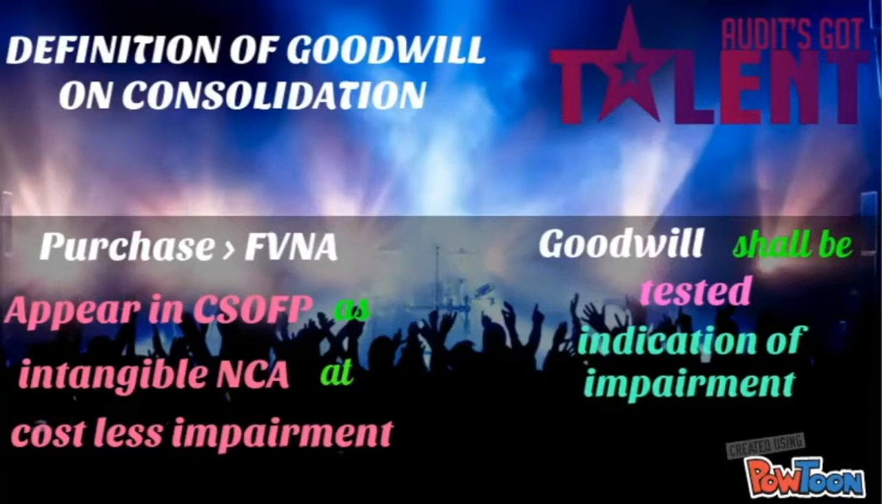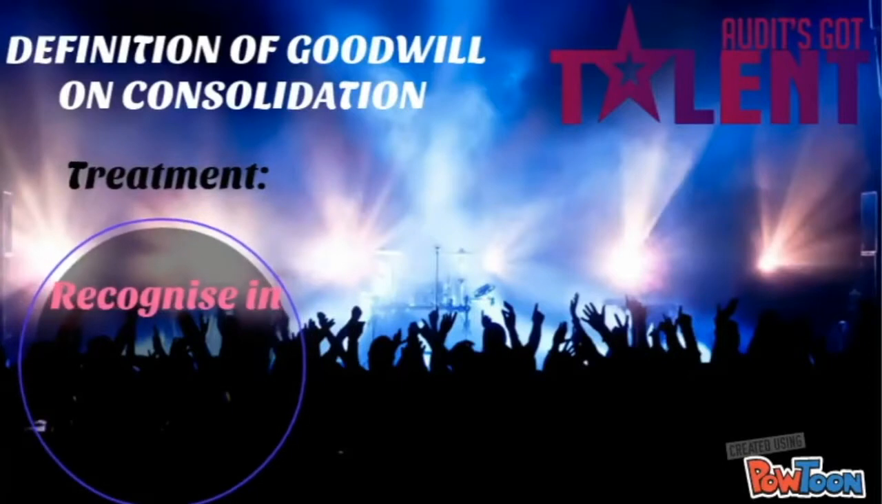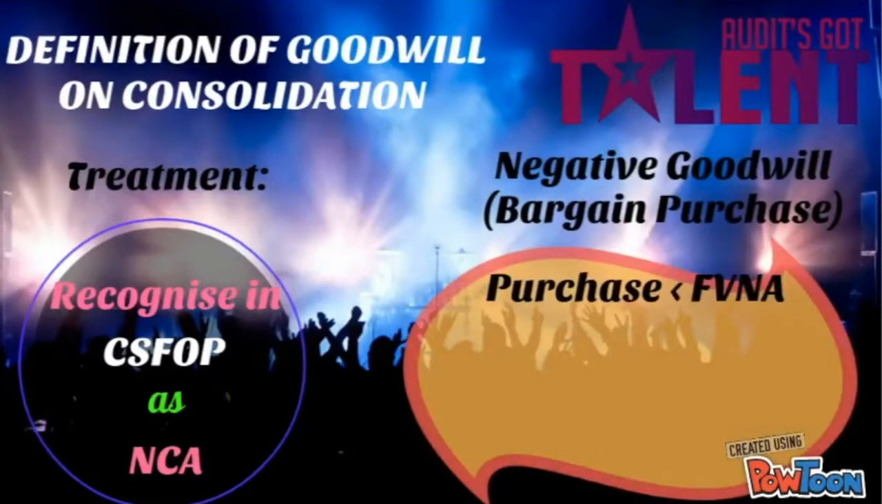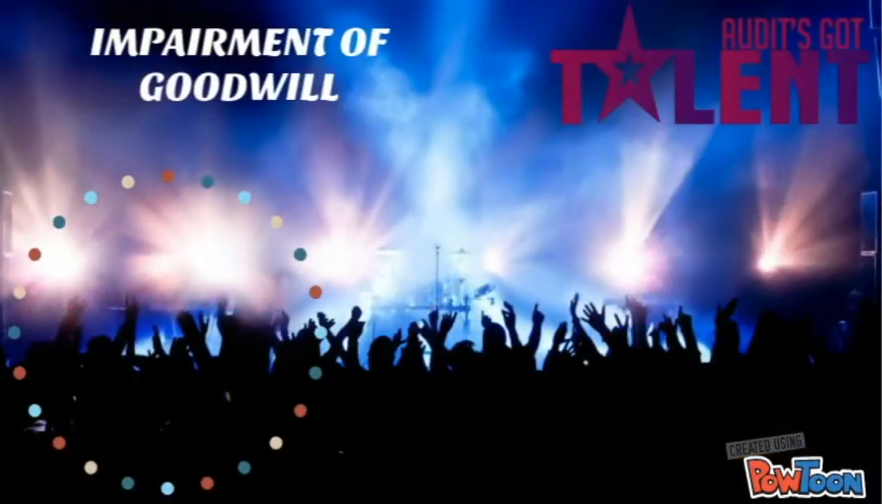Goodwill shall be tested for impairment annually or more frequently when indications exist. It shall be recognized in the consolidated statement of financial position as a non-current asset. Meanwhile, as for negative goodwill, also known as bargain purchase, it exists when the purchase is less than the fair value of net assets. Therefore, the accounting treatment for a bargain purchase is that it shall be recognized in the consolidated statement of profit or loss as income. Moving on to the impairment of goodwill.